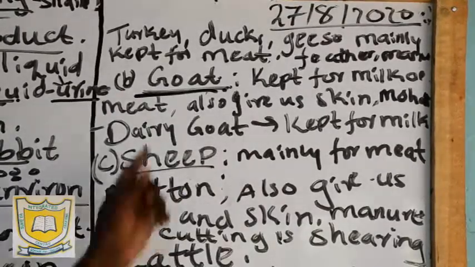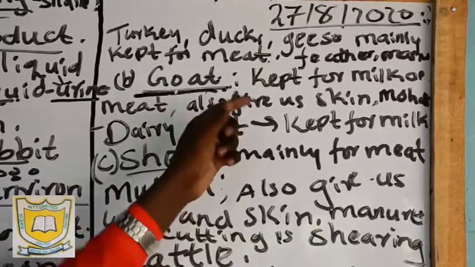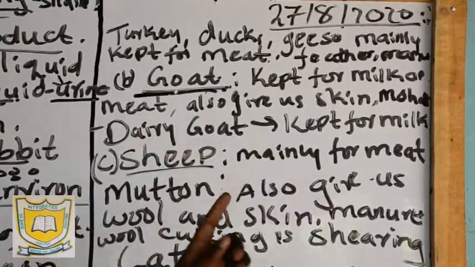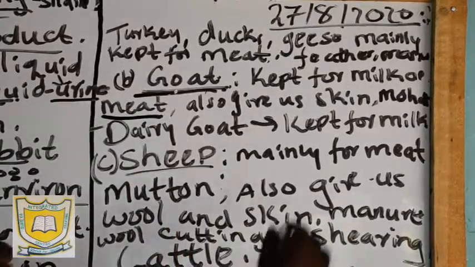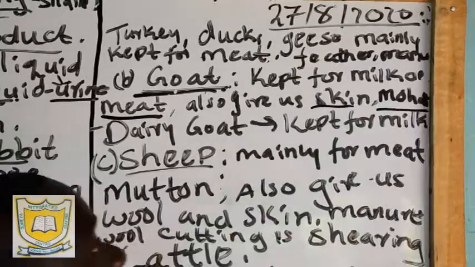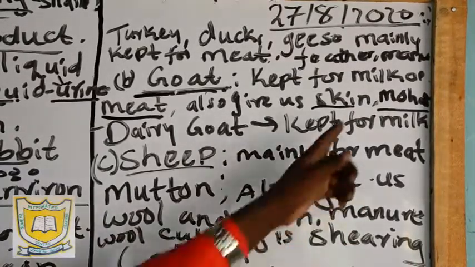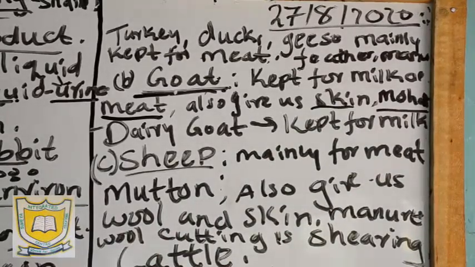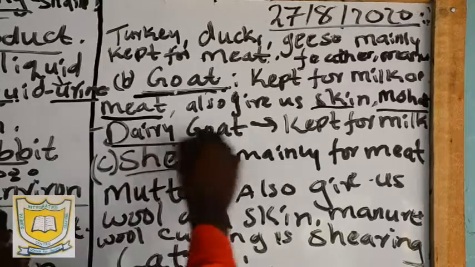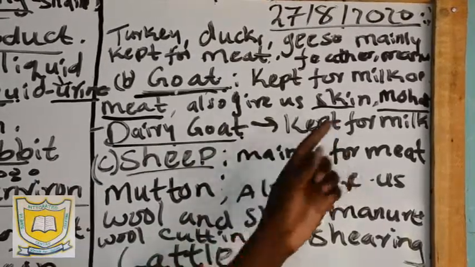Now we have other animals which we call goats. From goats we obtain, number one, milk, and also meat. We also obtain skin and what we call mohair. Mohair is just the hair of the goat. Now, we have those goats that specifically produce milk. These are called dairy goats. Goats kept for production of milk are called dairy goats.